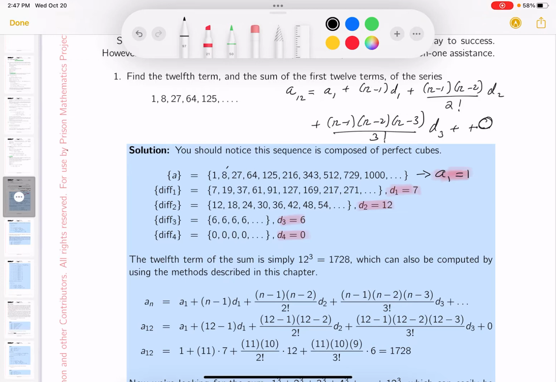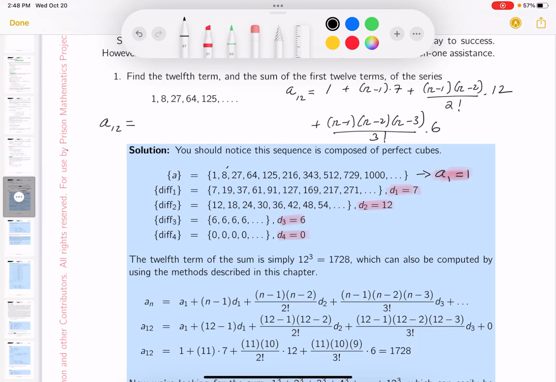All right, what's A1? Well, A1, if you recall, was 1. Then I'll put down the D1, I'll put down the D2, and I'll put down the D3. So 1, 7, 12, 6, and then a bunch of zeros there. I'm going to erase all the zeros there, because I don't need them. They're all 0. I got some arithmetic to do. And I'll write this down, A12. Now, you may recall we've already computed A12. We know it's 1728. I'm not saying I don't make mistakes, but I got to be careful now.